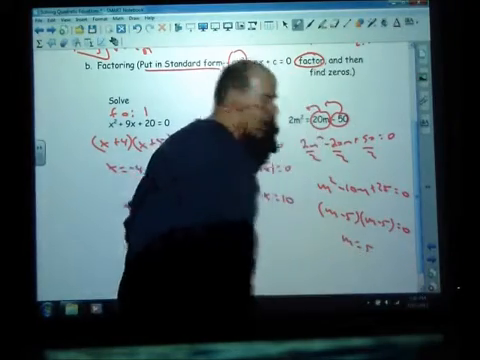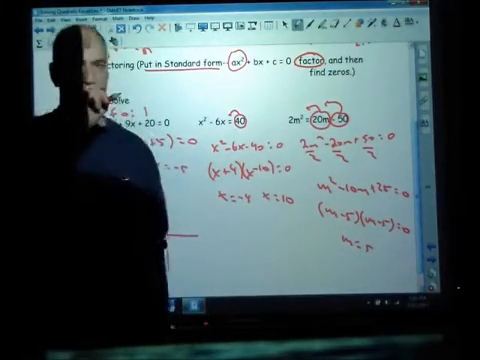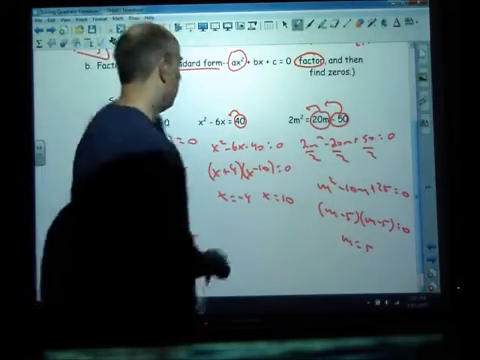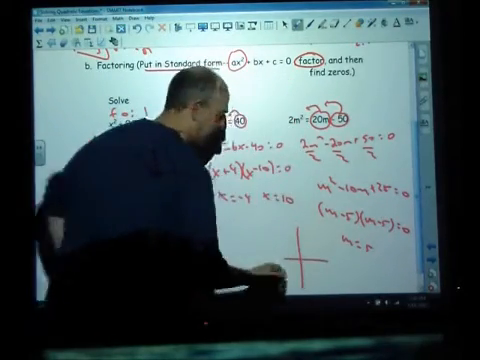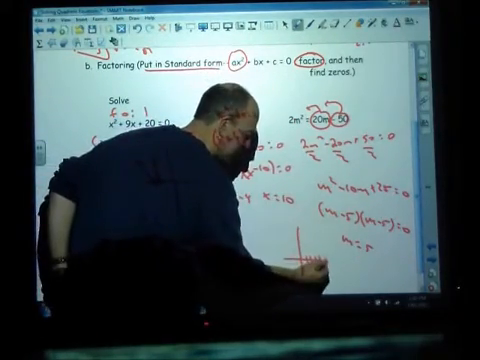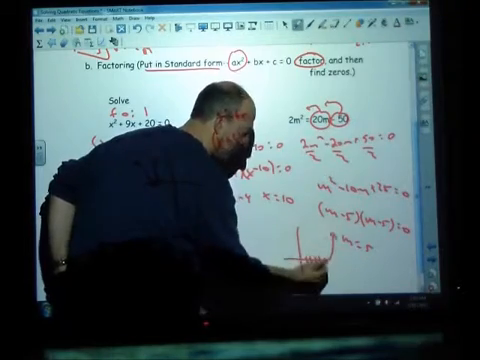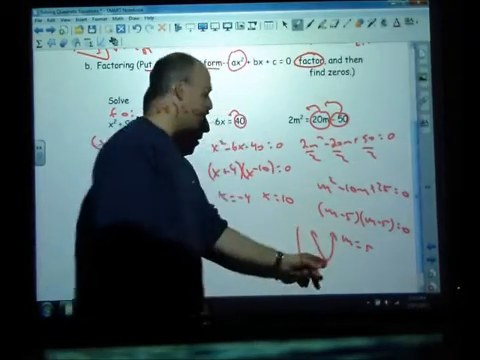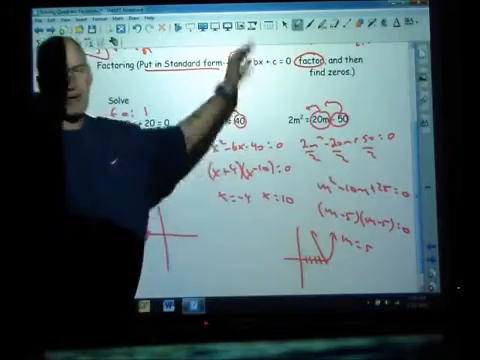Now you say, wait a second, how come there's only one answer? You said there was going to be 2 answers. Well, what happens with this particular parabola, it only hits the x-axis in one spot. It comes down to 5 and then the function goes back up.